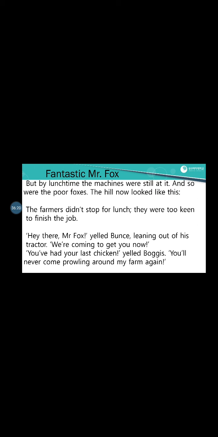But by lunchtime, the machines were still at it, and so were the poor foxes. The hill now looked like this. The farmers didn't stop for lunch. They were too keen to finish the job. "Hey there, Mr. Fox," yelled Bunce, leaning out of his tractor. "We're coming to get you now." "You've had your last chicken," yelled Buggis. "You'll never come prowling around my farm again."